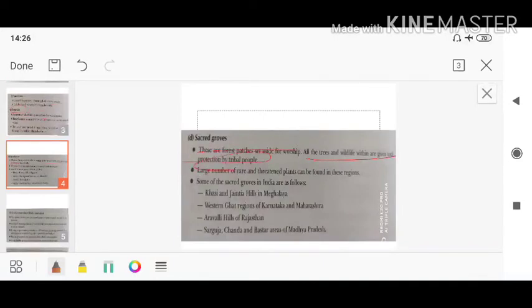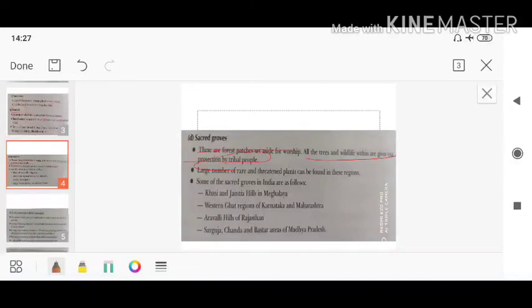The tribal people will not allow anyone near that region, so that region is protected. In many places you can find people who are not going to harm those places. Why? Because it is a place of worship, okay. So that place will remain protected, along with the trees and the wildlife present over there.